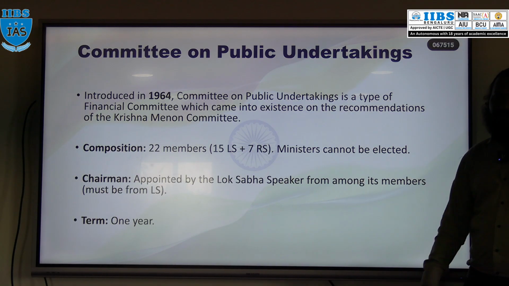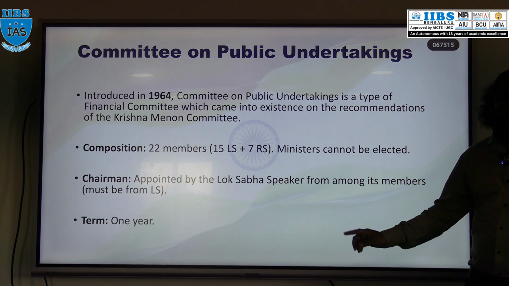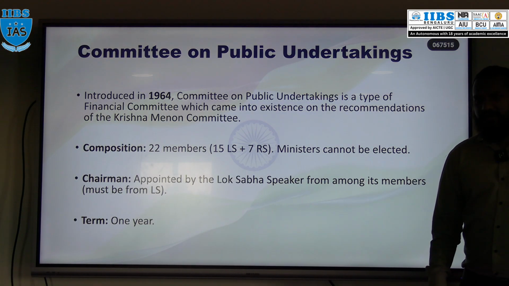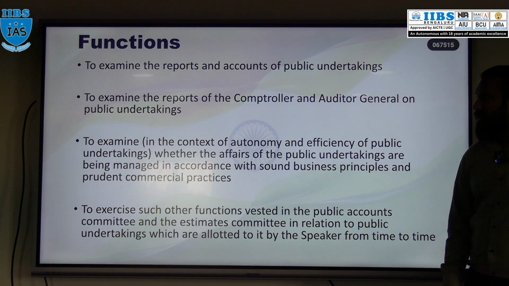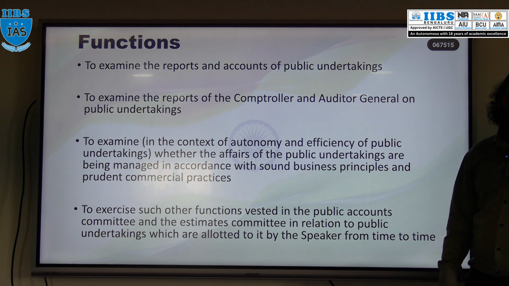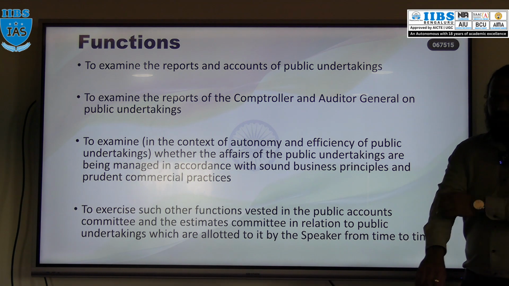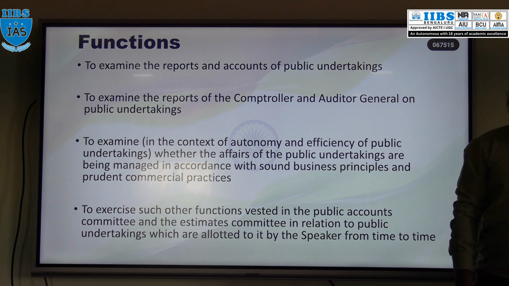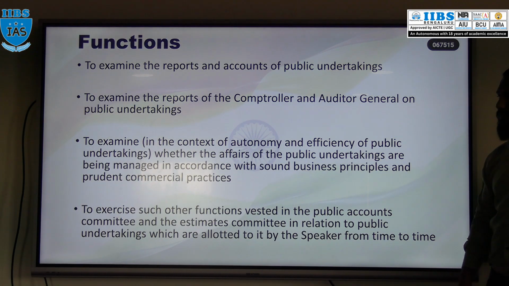And what is the tenure of this committee? Same as the other committees, it is 1 year. PAC is also 1 year, Estimates Committee is also 1 year, and the Committee on PSUs also 1 year. What will this committee do? Examine the reports and accounts of PSUs, public sector undertakings. Public companies are there; the central government maintains the accounts, common students, right? So they maintain the accounts and reports, and those accounts or reports will be examined by this committee.